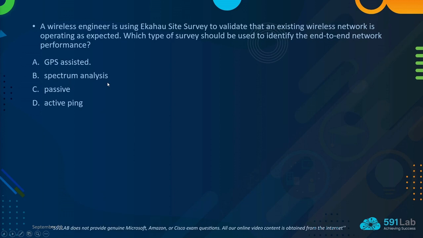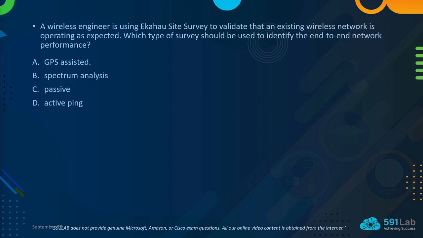The passive survey is basically performed in a listen-only mode, which only listens in order to check for bugs, locate RF trouble zones quickly, validate final RF settings, and perform initial surveys. So it's not good for our situation because it's an existing wireless network. So the only option that we are left with and that makes sense is the active ping.